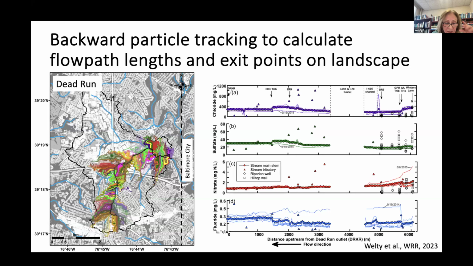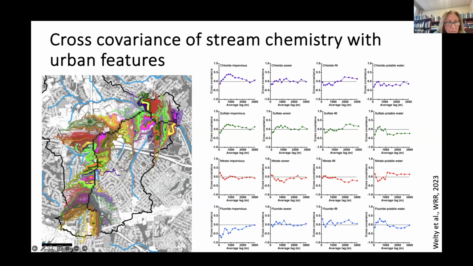So anyway, what we did with this data is we looked at the cross correlation between the chemical signature and the urban feature at the exit point. You do backward particle tracking to find the exit points, and then the water's going to go in; that's the entrance point for water. So this is a blow up of that nice diagram.